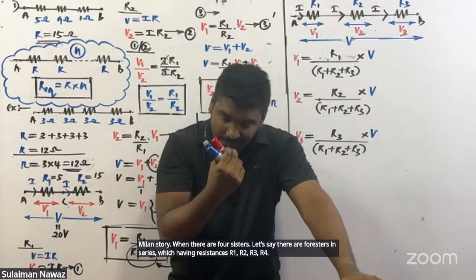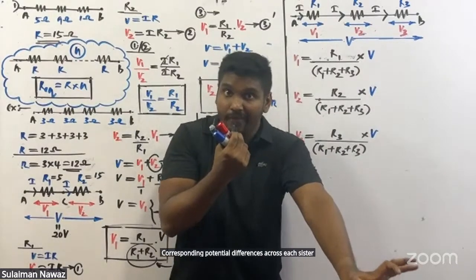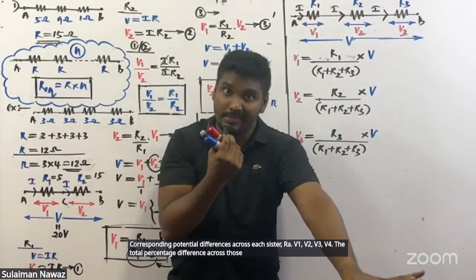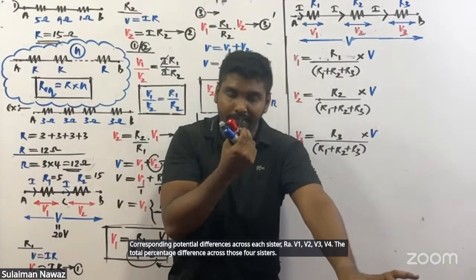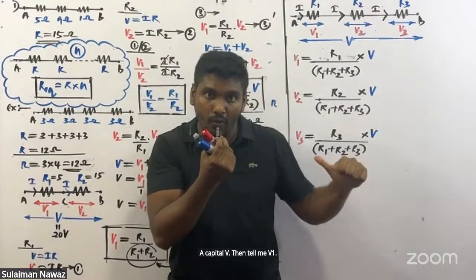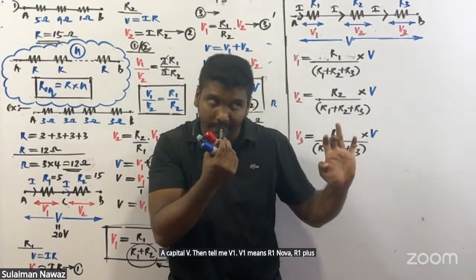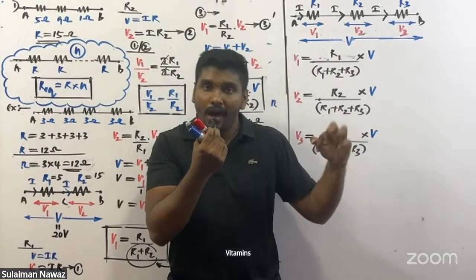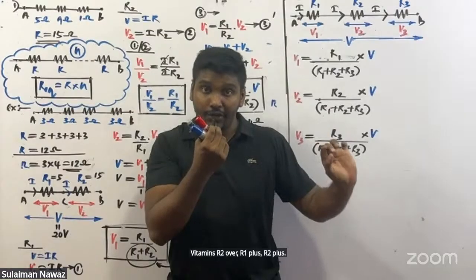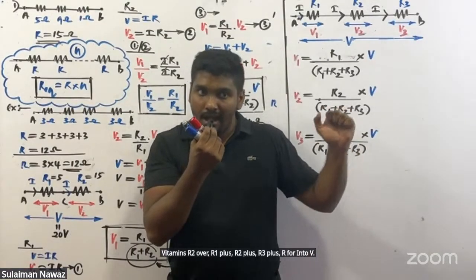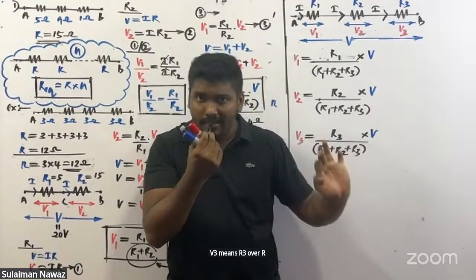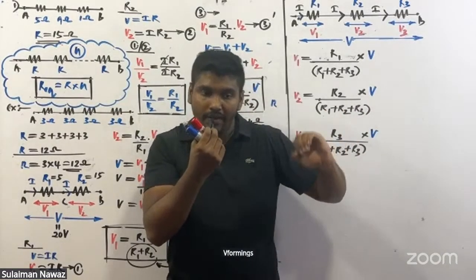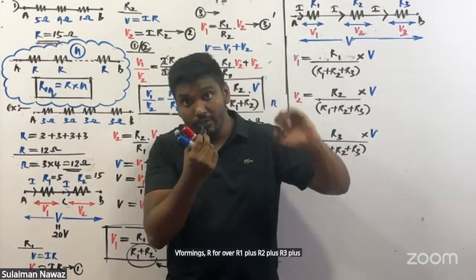Corresponding potential differences across each resistor are V1, V2, V3, V4. The total potential difference across those four resistors is capital V. Then V1 means R1 over R1 plus R2 plus R3 plus R4 into capital V. V2 means R2 over R1 plus R2 plus R3 plus R4 into V. V3 means R3 over R1 plus R2 plus R3 plus R4 into V. V4 means R4 over R1 plus R2 plus R3 plus R4 into V.